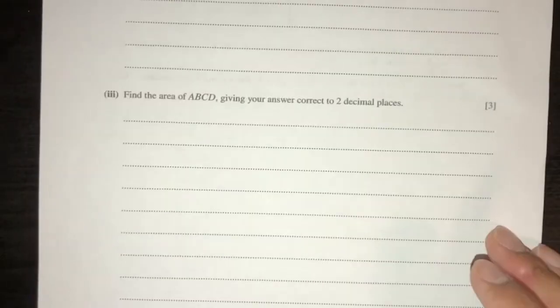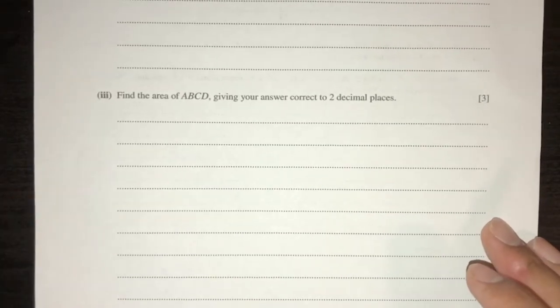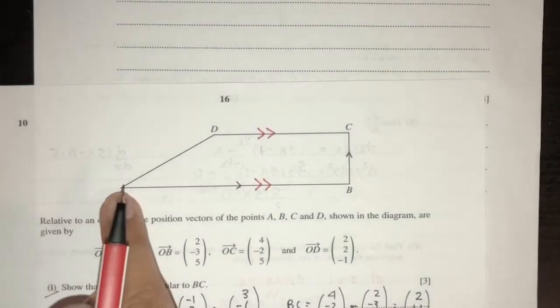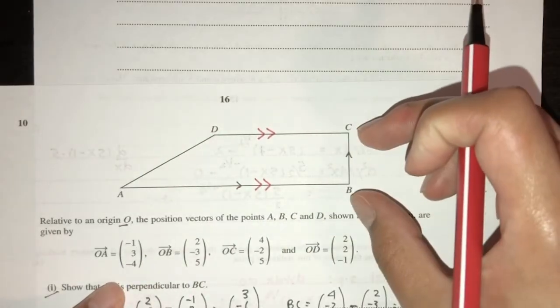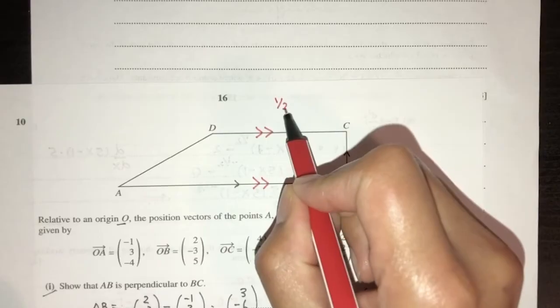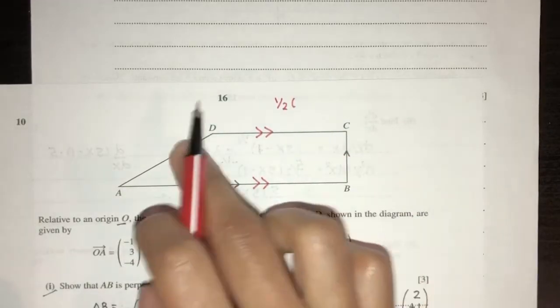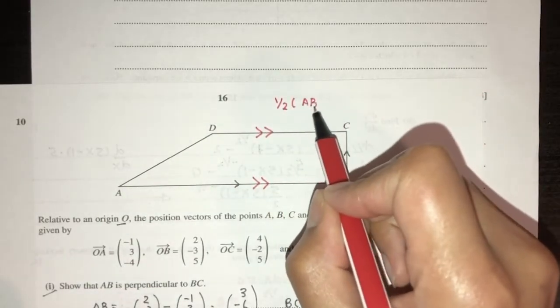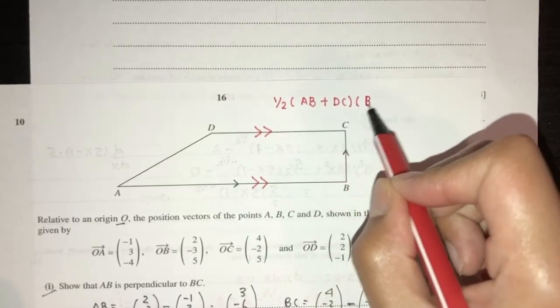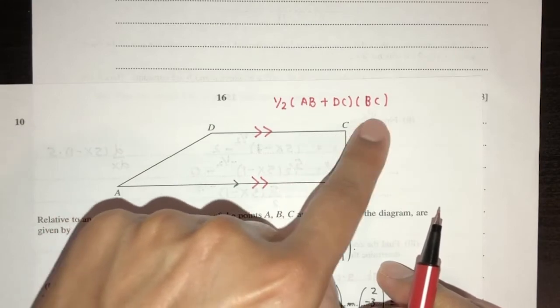Now let's move on to part number 3. So find the area of the trapezium. So to find the area, what do we need to find? We have to find these two lengths and this height. Because the formula for the area of a trapezium is half times the sum of parallel sides, which is AB plus DC, and times the height, which is BC. So we have to find these lengths.